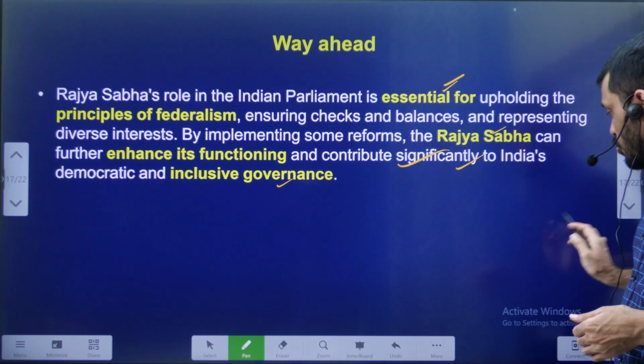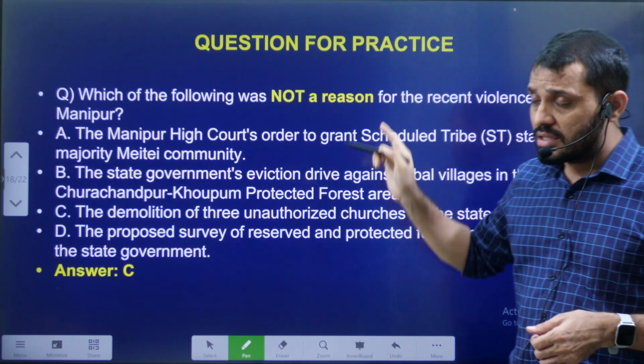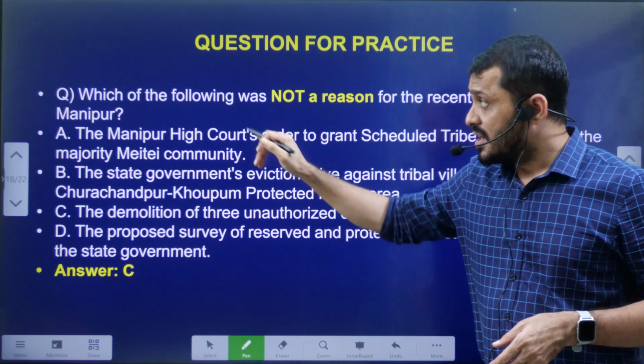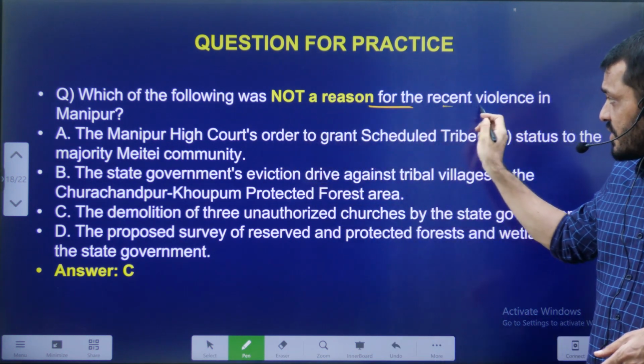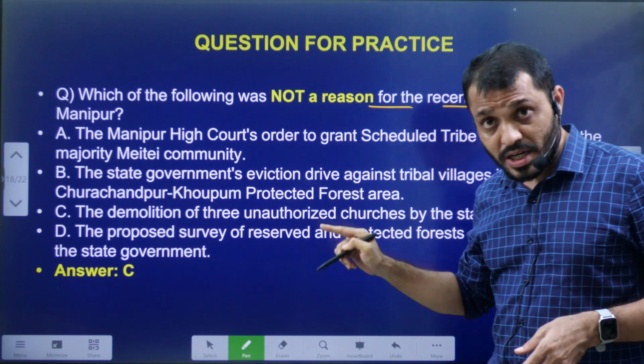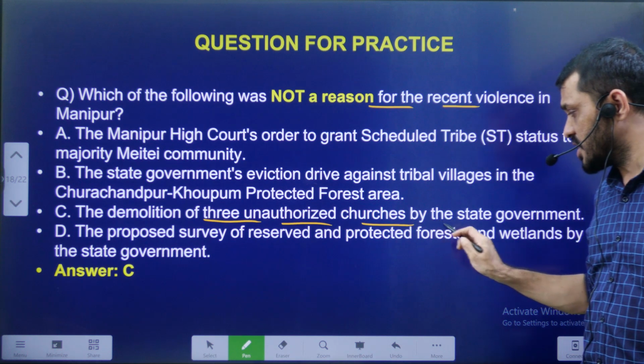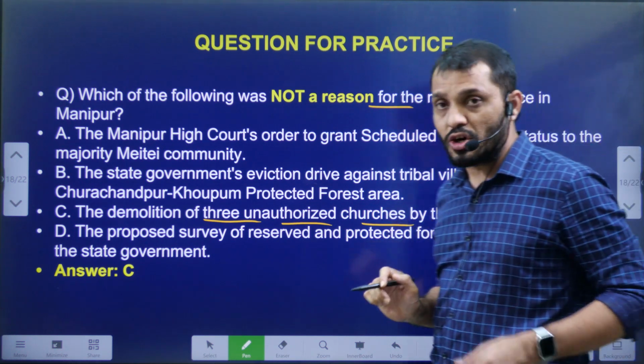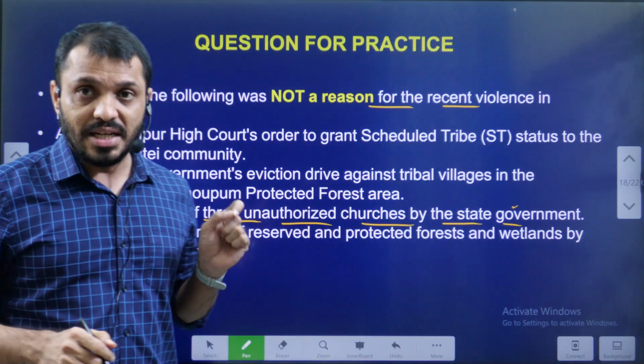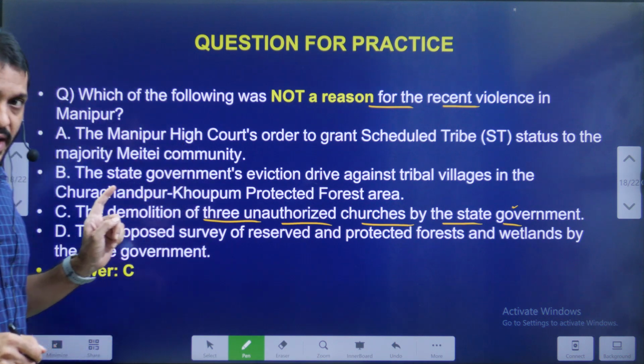This is the conclusion. And let's see the question in yesterday's video. Which of the following was not a reason for the recent violence in Manipur? The demolition of 3 unauthorized churches by the state government. This is not the reason. The rest of the 3 are reasons related to Manipur violence.